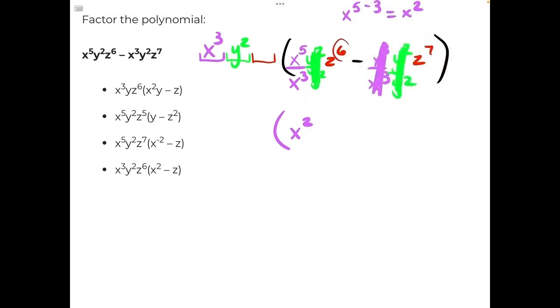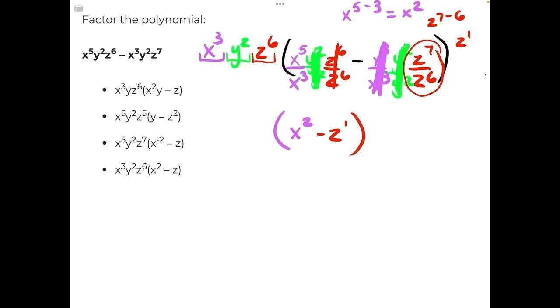The greatest common factor is z to the 6th, so we'll divide all of the z's by z to the 6th. These will cancel. We factored out z to the 6th, and here this is the same thing as z to the 7 minus 6, or z to the 1. So that will be what is left in the parentheses.